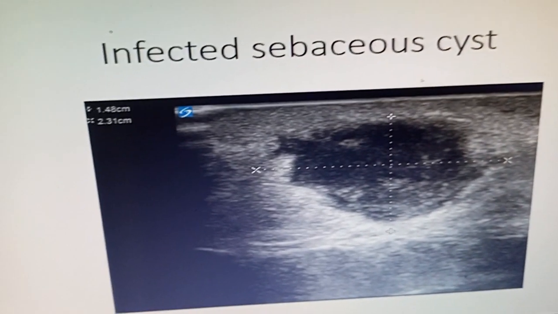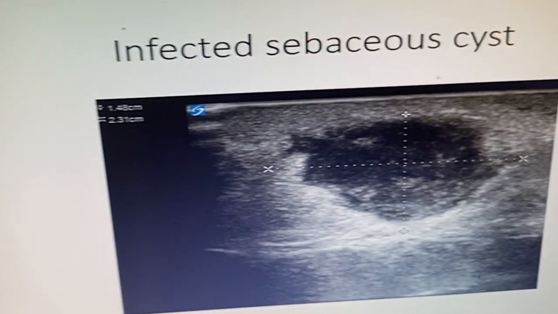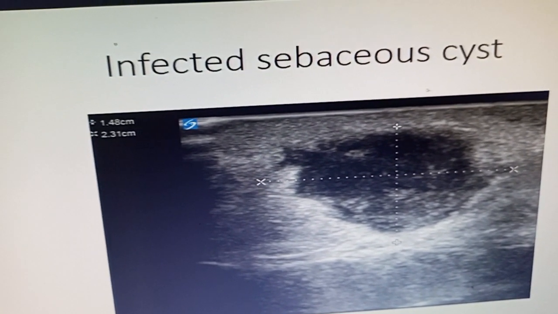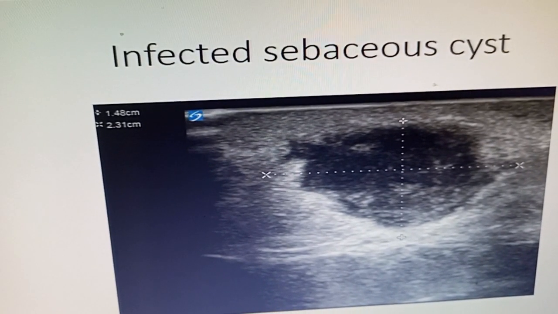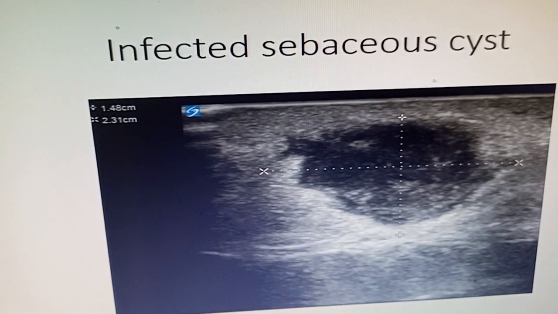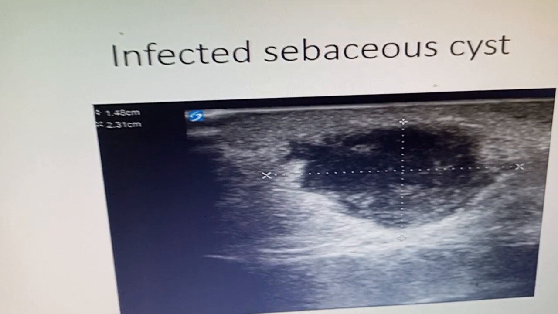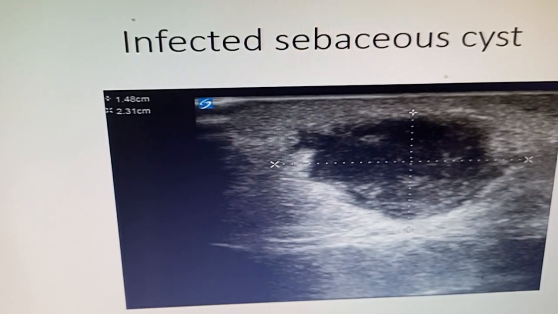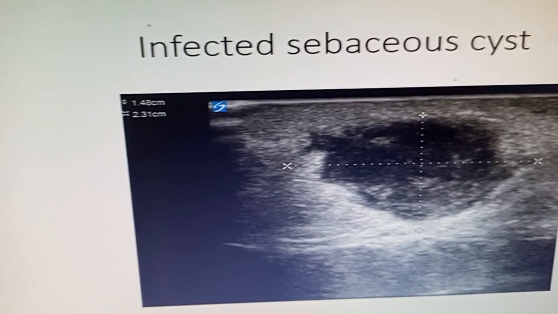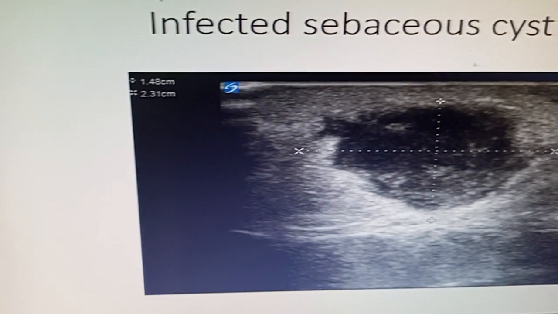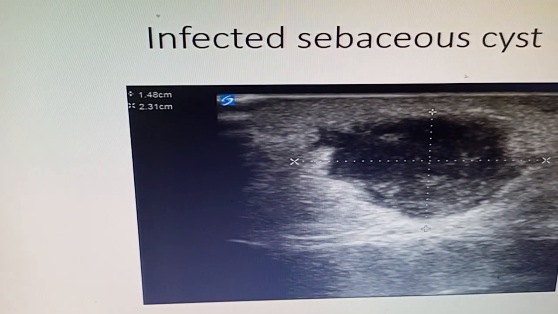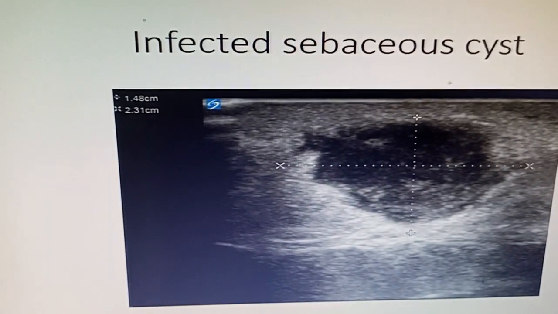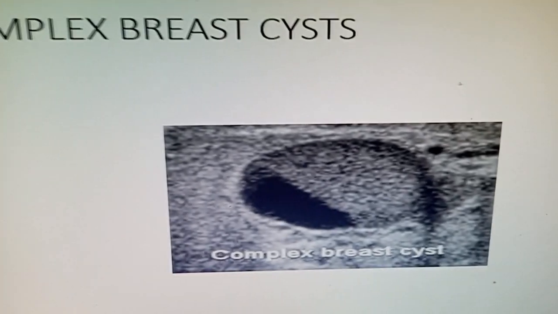This is the case of the sebaceous cyst which appears on the ultrasound. They appear as hypoechoic heterogeneous areas close to the skin, and they give posterior acoustic enhancement. It is categorized as BI-RADS 2. Hypoechoic heterogeneous areas close to the skin. This is the case of an infected sebaceous cyst.